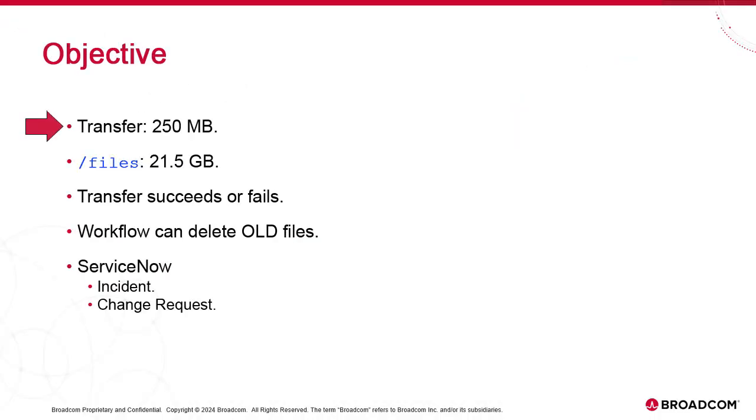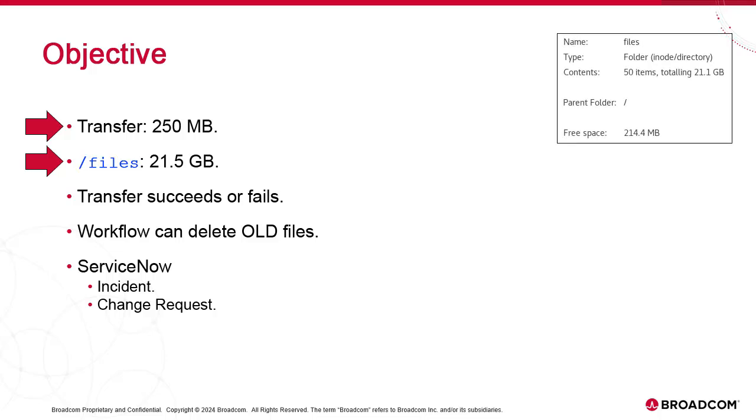This is the process. We generate a large file averaging around 250 megabytes on one system and then transfer it to another in a directory called /files. The directory has a disk space limit of a little over 21 gigabytes, and we want to simulate systemic space problems leading to repeated transfer failures.